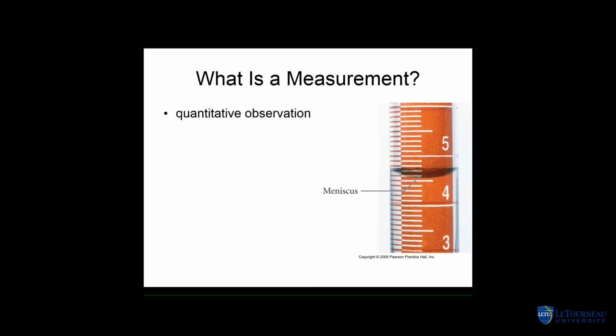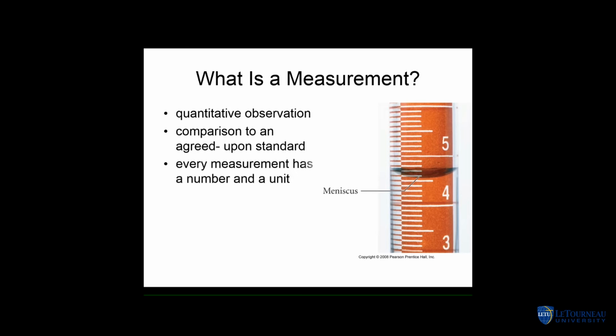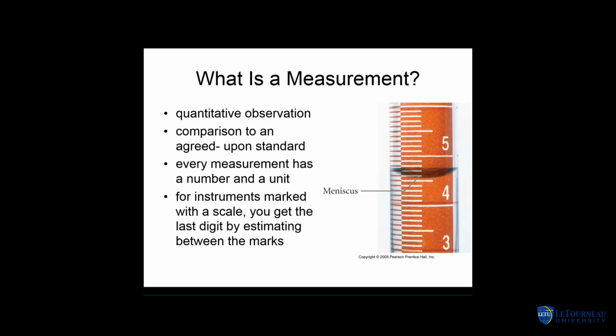So for example, here we have some liquid in a graduated cylinder. And if we looked at this liquid, we would see that there are some numbers here. Here's a 4, there's a 5, in between are these little lines. So we see that if we look at them, there's 10 of them. So each line is a tenth. And we can also estimate between lines.